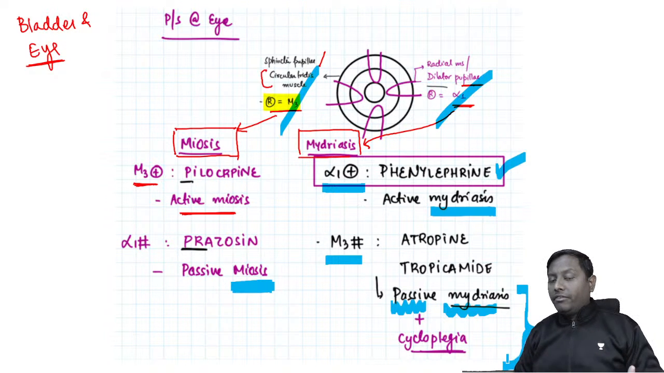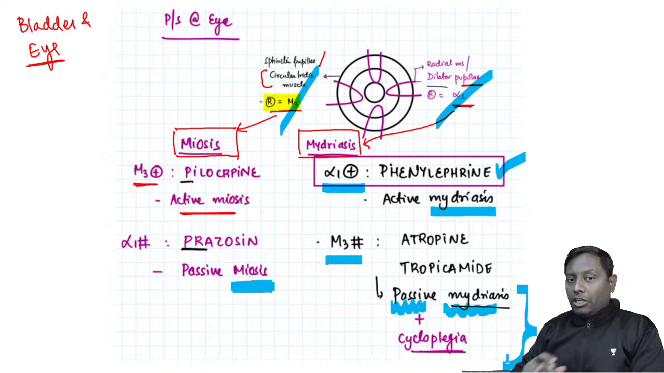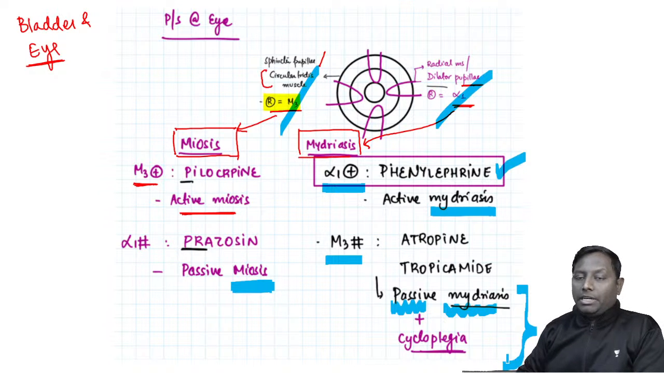As compared to phenylephrine, where there is only mydriasis, with atropine, tropicamide and cyclopentolate there will be mydriasis with cycloplegia, both will be there. So do remember: M3 antagonist, alpha 1 antagonist, M3 agonist, and alpha 1 agonist, right? In case of active miosis, passive miosis, active mydriasis, passive mydriasis, please do remember this one. Okay.